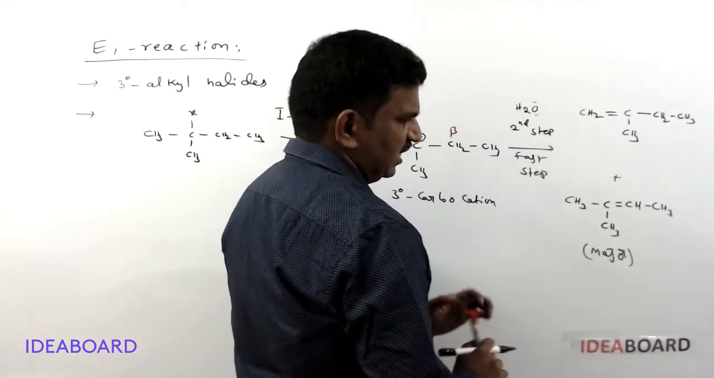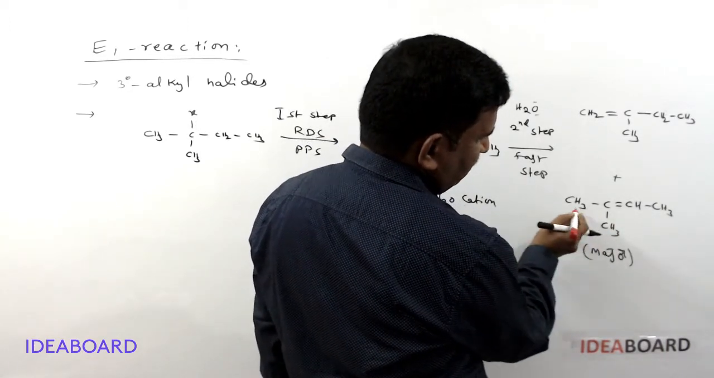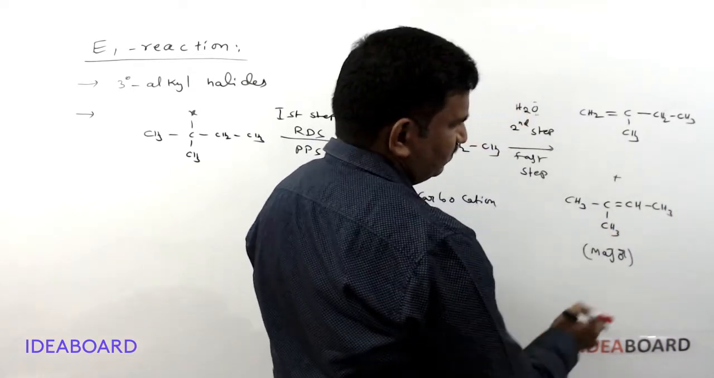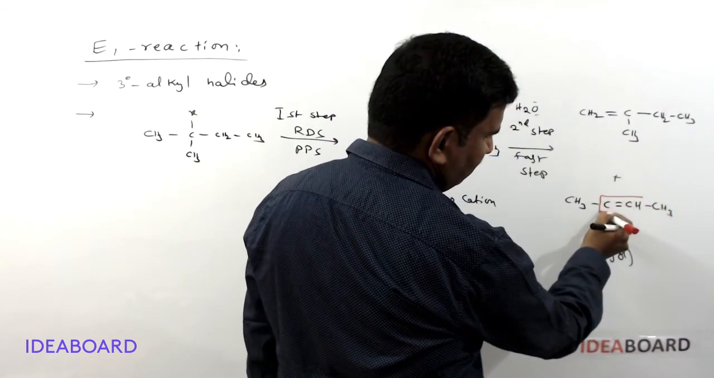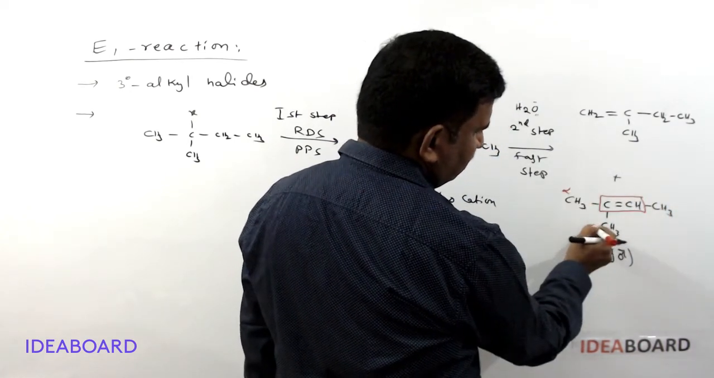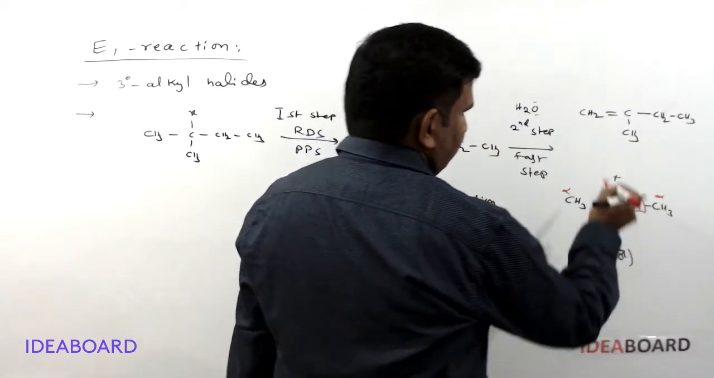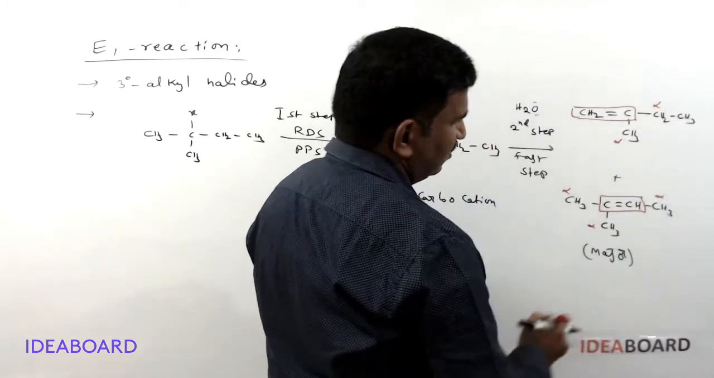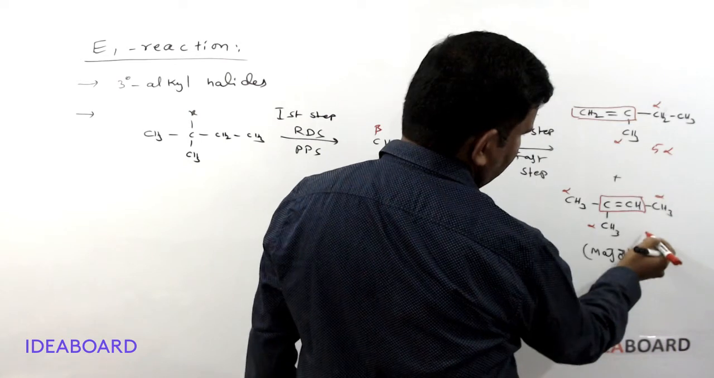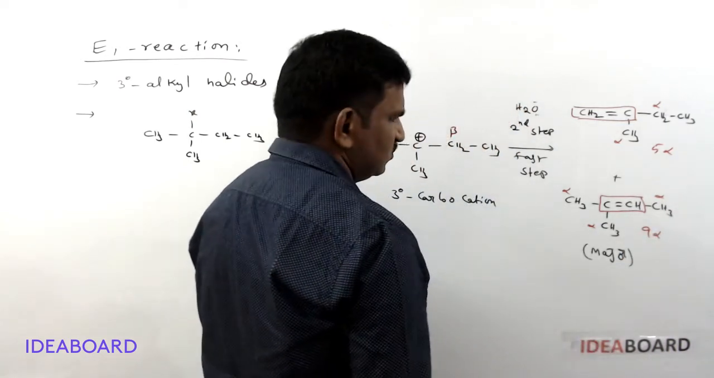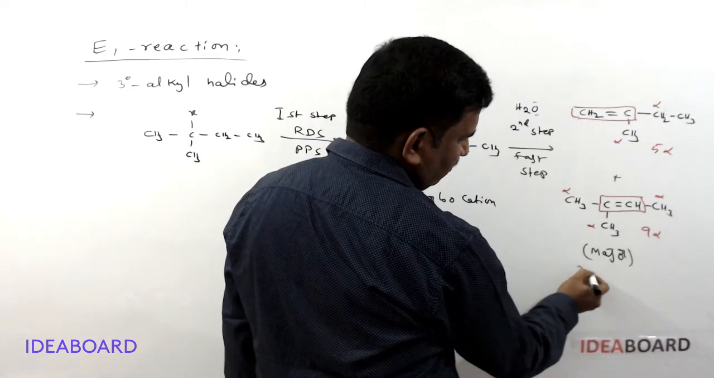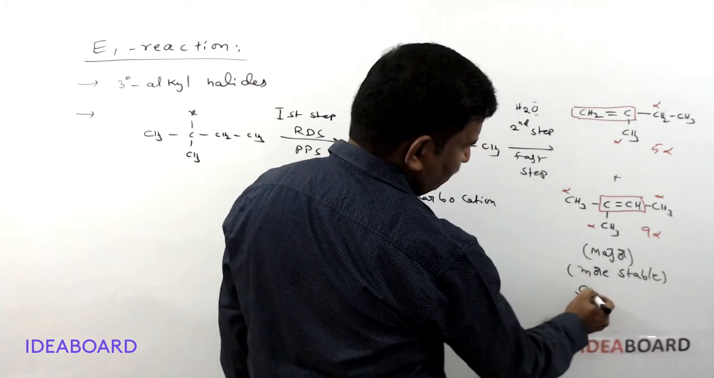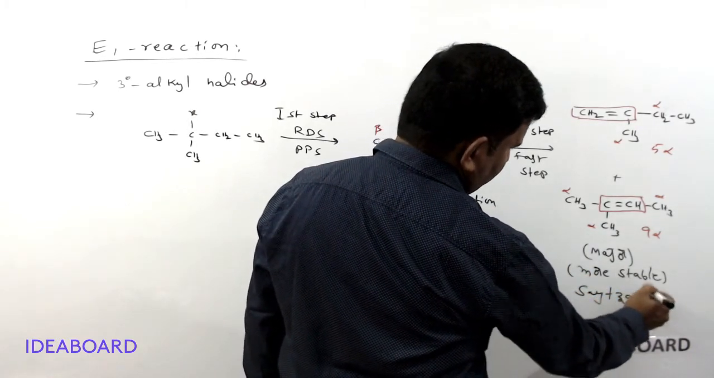Why? Because it has 3 plus 3 plus 3, totally 9 alpha hydrogens. With respect to this double bond, here the alpha carbons are these. Here we have 5 alpha hydrogens, and here we have 9 alpha hydrogens. So with more alpha hydrogens it is more stable due to hyperconjugation, and this is also called the Saytzeff product.